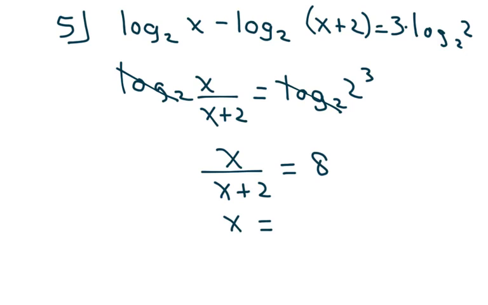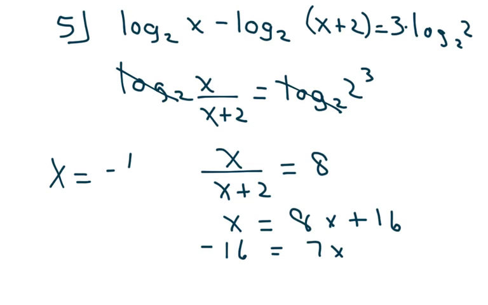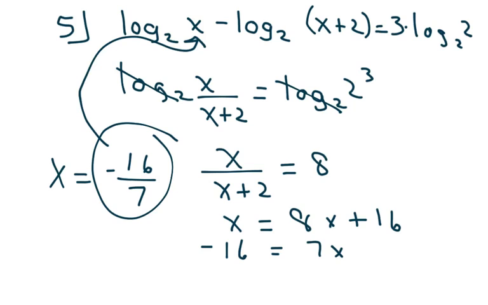I cross multiply, get 8x plus 16. So I have 7x equals negative 16. So x equals negative 16 over 7. So clearly, when you plug this in right here in this first one, it doesn't matter where you plug it. If it's one case where it doesn't work, on number 5, there's no solution because it doesn't work.